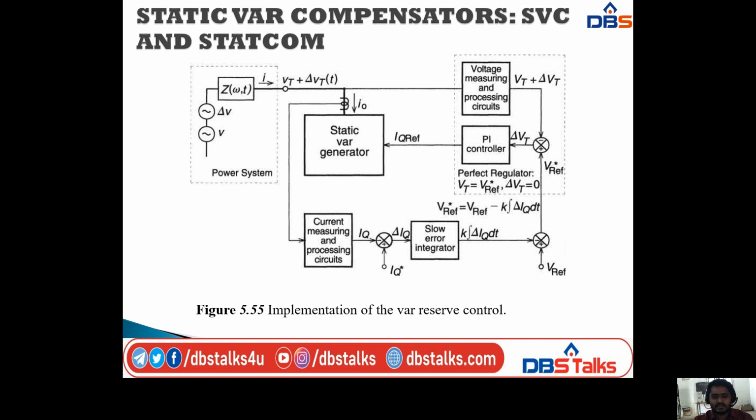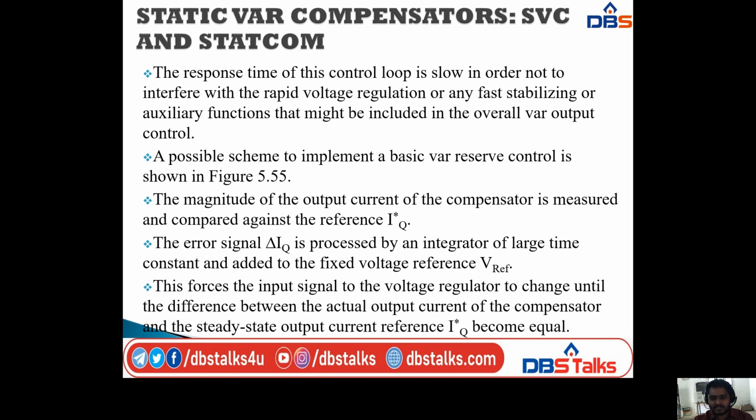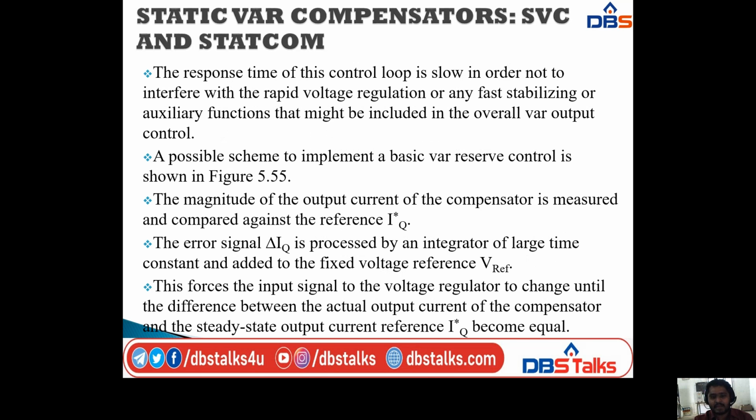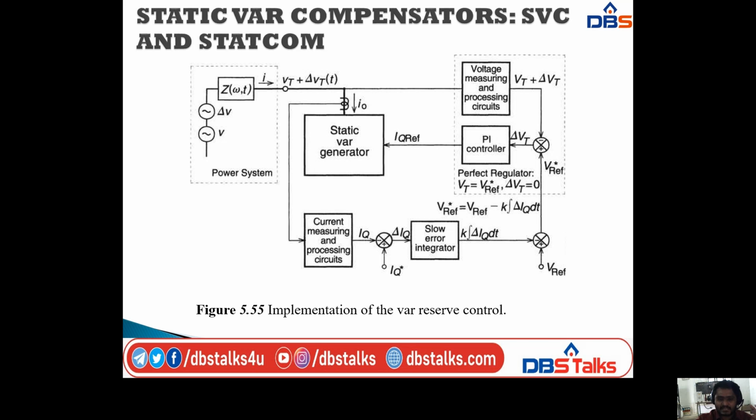By using this, the magnitude of the output current of the compensator is measured and compared against the reference, that is IQ conjugate. The current measuring and processing circuit gives the reactive current to this feedback, and it also takes the IQ conjugate value. That is, the magnitude of the output current of the compensator is measured and compared against the reference value IQ conjugate. Next, it gives the error signal, delta IQ, which is given to the slow error integrator.